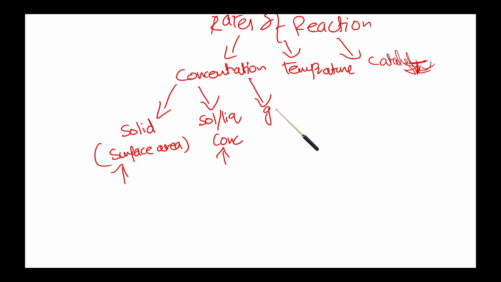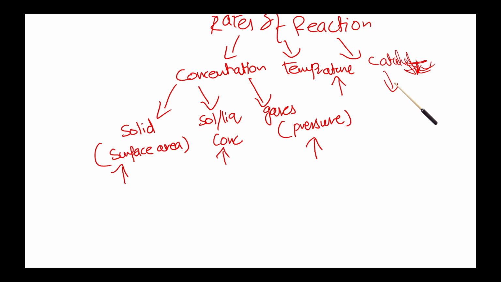And if we have gases in our reactants, then pressure is the main component that will decide the rate of reaction. The higher the pressure, the higher the rate of reaction will be. The higher the temperature, the higher the rate of reaction. And the addition of a catalyst will also increase the rate of reaction. So all these things increase the rate of the reaction.